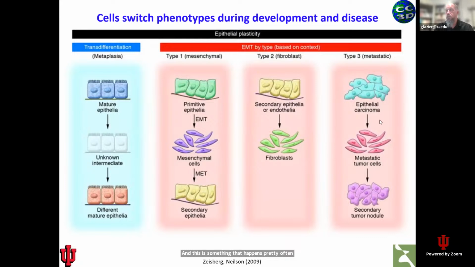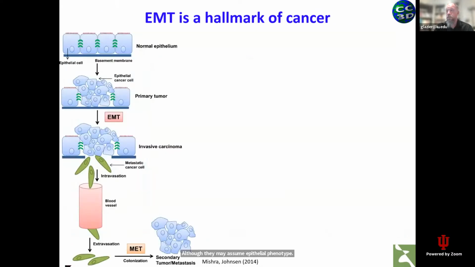In particular, most cancers, not all, but most cancers are carcinomas. That is, they're derived from epithelial cells. Some cancers are sarcomas derived from mesenchymal cells. But one of the key hallmarks of cancer is the loss of epithelial organization toward a more mesenchymal phenotype. And in metastasis, typically the cells that are migrating have a mesenchymal phenotype, although they may reassume an epithelial phenotype at the secondary site of metastasis.